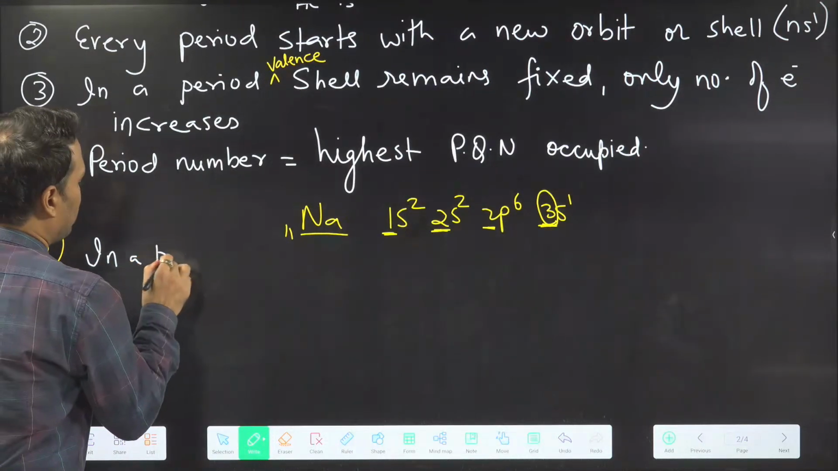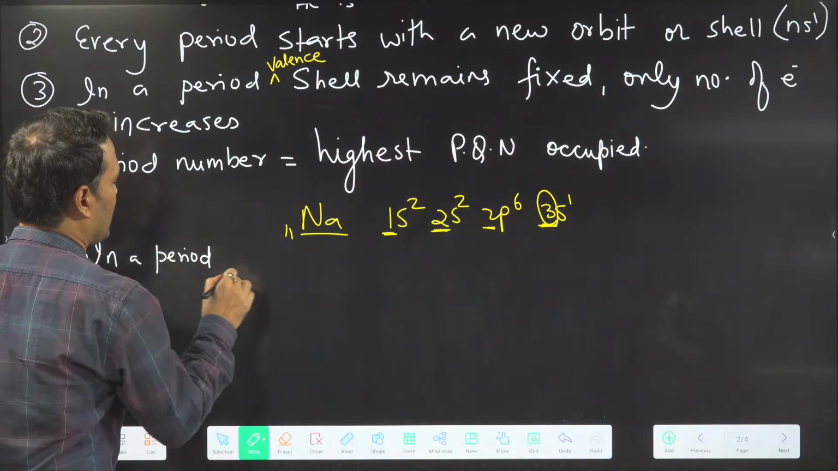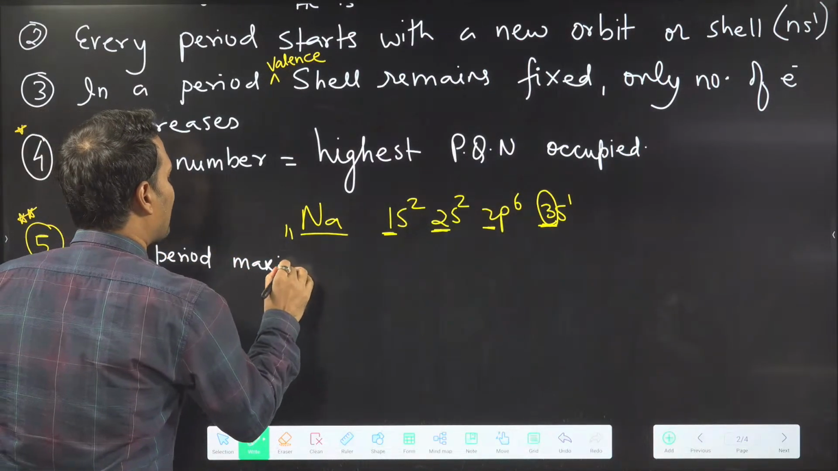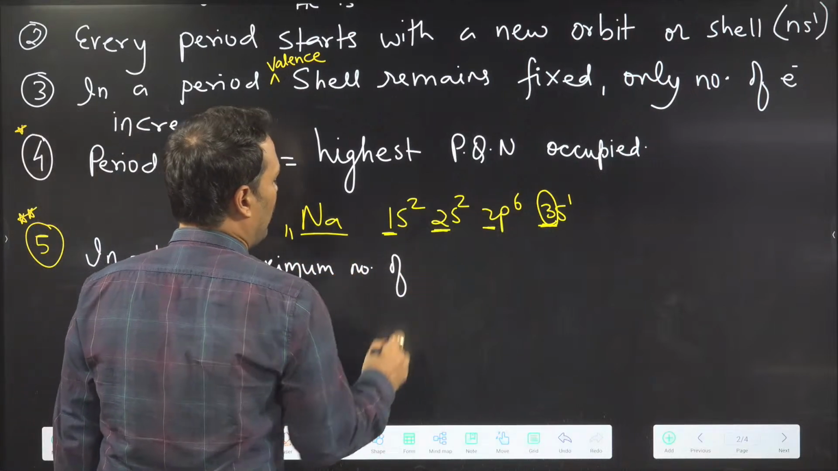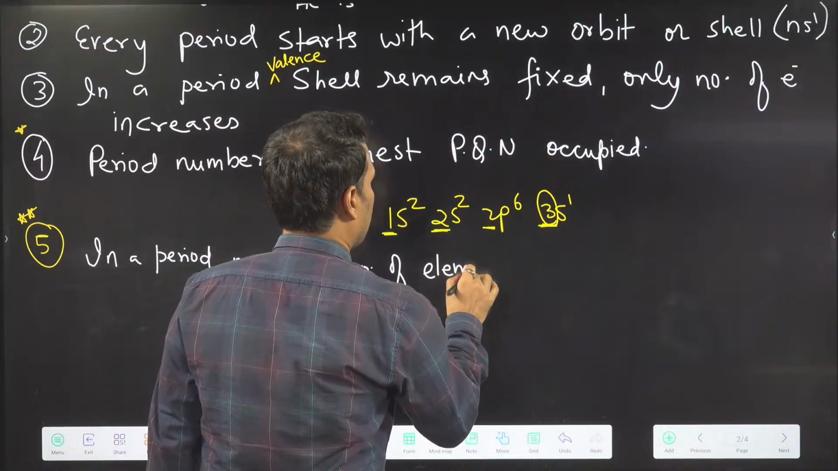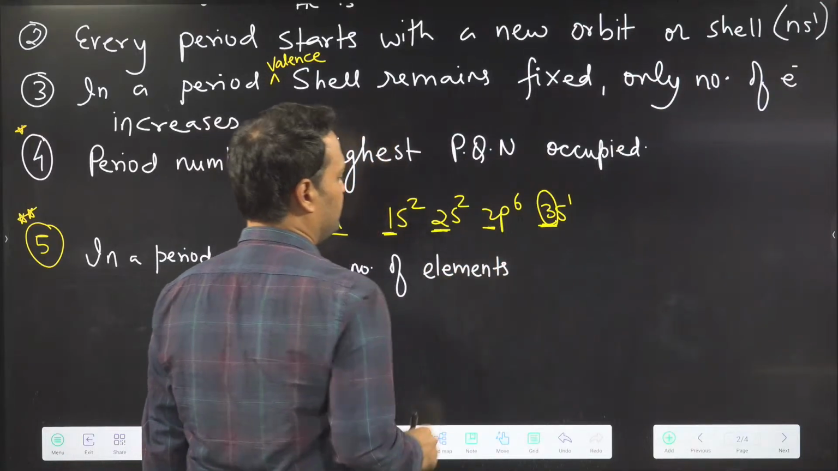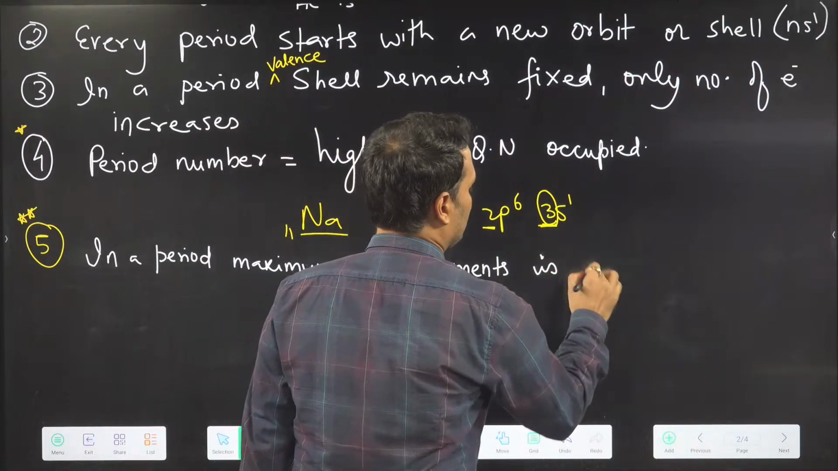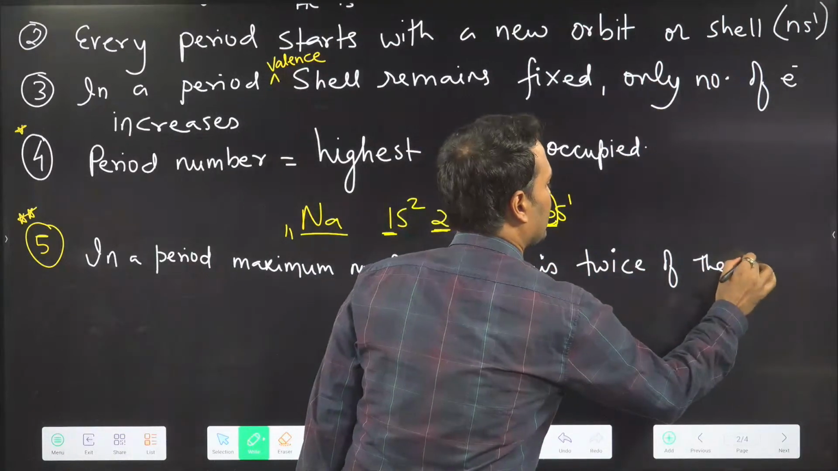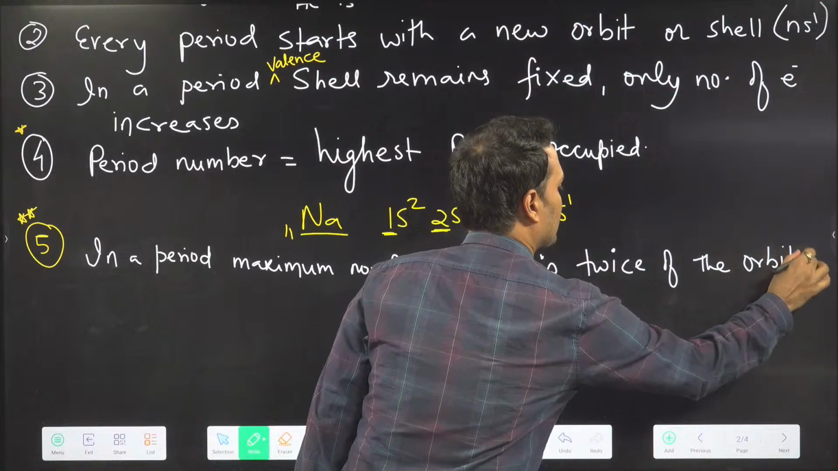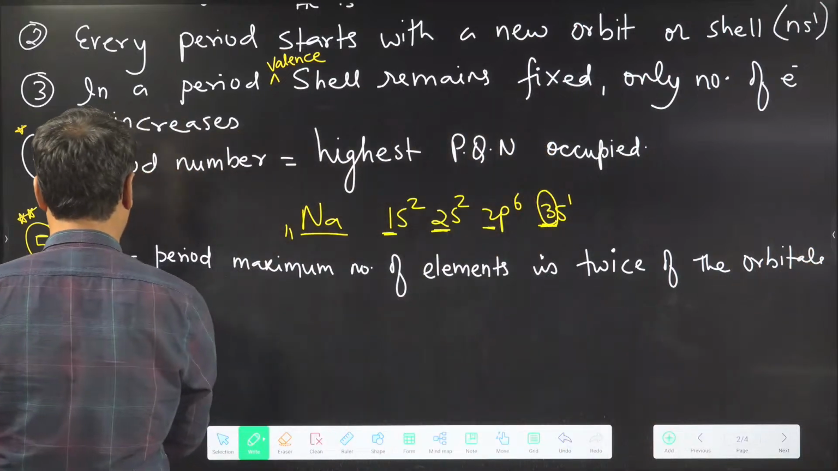So there is a statement like this, कि in a period, maximum number of elements is twice of the orbitals occupied.